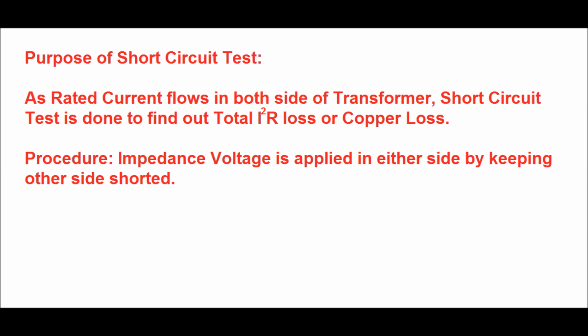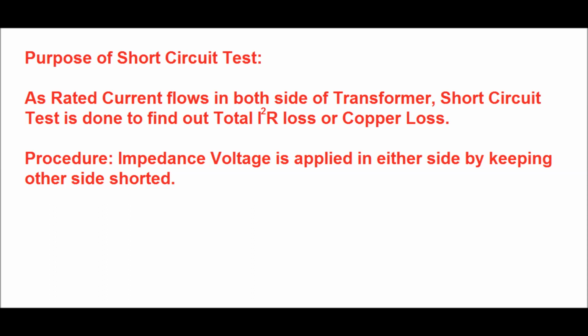In the short circuit test, normally the impedance voltage is applied on either side of the transformer by keeping the other side shorted. That is, if the percentage impedance of the transformer is 6%, then 6% of the rated voltage is applied on either the HV side or the LV side, keeping the other side shorted. If impedance voltage is applied on the LV side, then the HV side should be shorted.